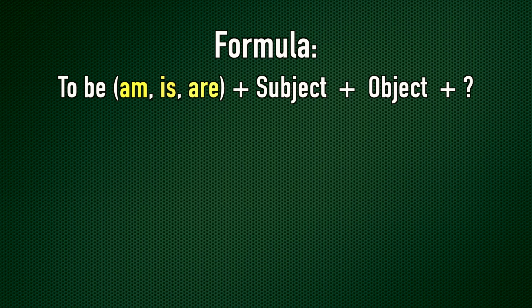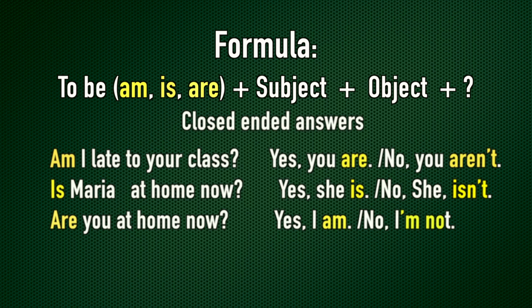To be, am, is, are, plus subject plus object plus question mark. In the first example sentence, the to-be verb am comes at the beginning of the question, followed by the subject I and then the object to your class, plus the question mark to make it a full question. Am I late to your class?